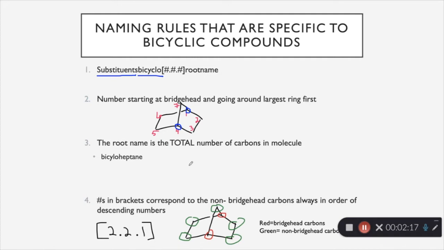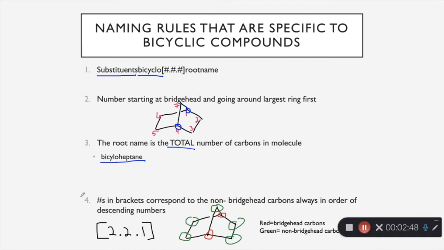And then the root name is going to be the total number of carbons in the entire molecule. So this ring is 6 carbons, but then when you add in that second bridge, it adds that 7th carbon. So the root name is going to be bicycloheptane. And really, once we see down here what those numbers mean, it's going to be bicyclo bracket number heptane.